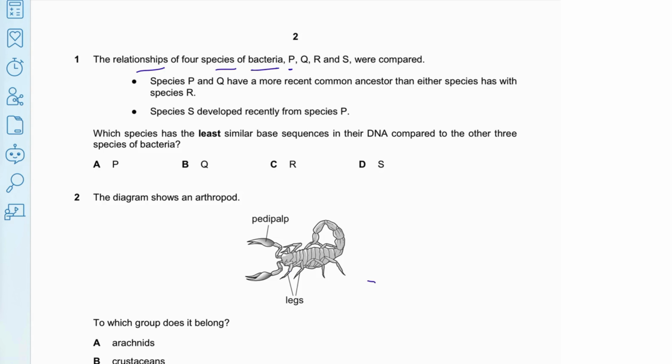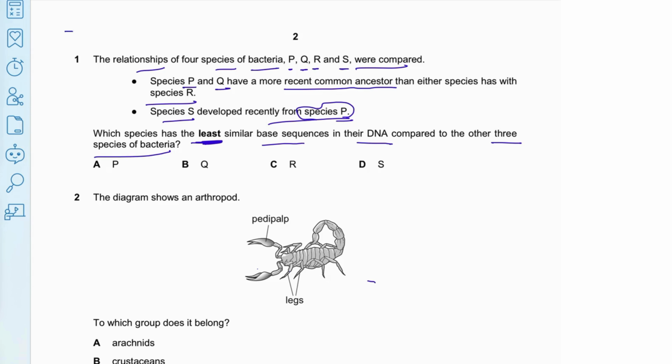compared. Species P and Q have a more recent common ancestor than either species has with species R. Species S developed recently from species P. Which species has the least similar base sequence in their DNA compared to the other three species of bacteria? I have to underline the command and the keywords in my question.